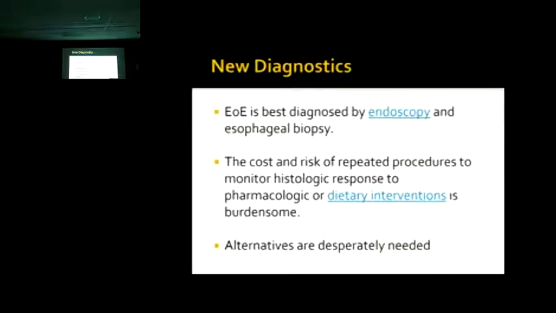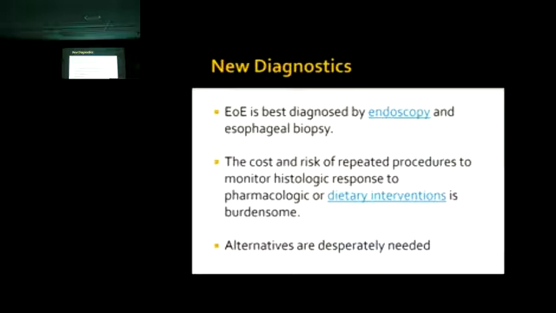So right now, the best way, and the only real way, to diagnose EoE is by endoscopy and esophageal biopsy. Anybody who's gone through a medical procedure, you have to be sedated for this. This is not something you can be awake for. And this is not just one, because it's going to happen over and over and over again. My typical patient might go through three or four endoscopies a year, especially the ones that are heading towards the dietary exclusion types, where you're trying to establish this. So this is entirely burdensome. So alternatives are desperately needed.